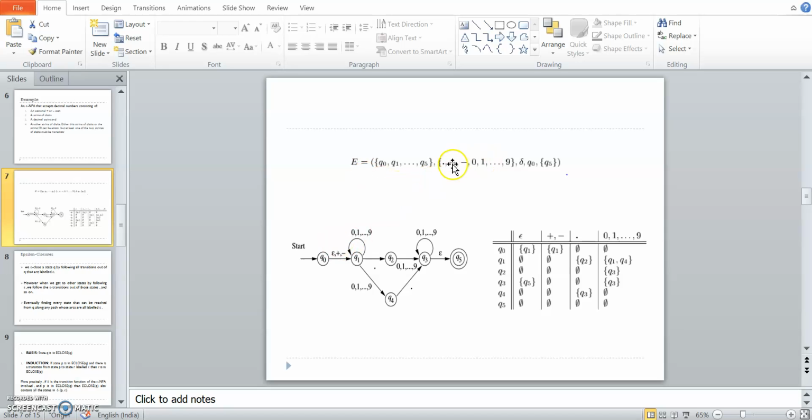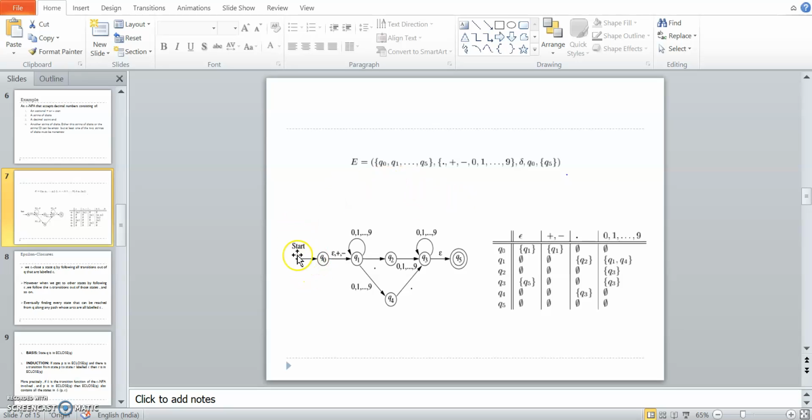Now, the input alphabet set contains the decimal point, plus, minus, and the digits 0 to 9. Decimal numbers means base 10 numbers, that is 0 to 9. So these are the symbols we may get while reading the string from start to end.